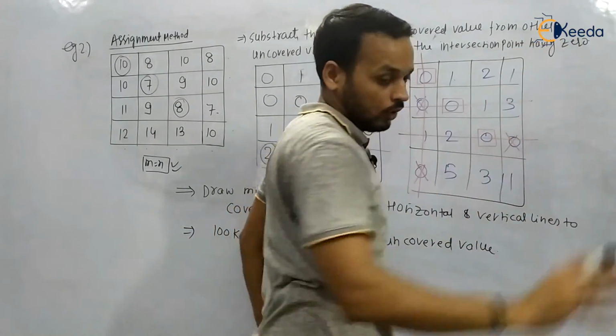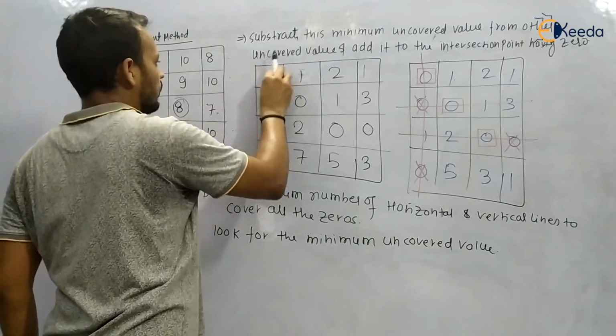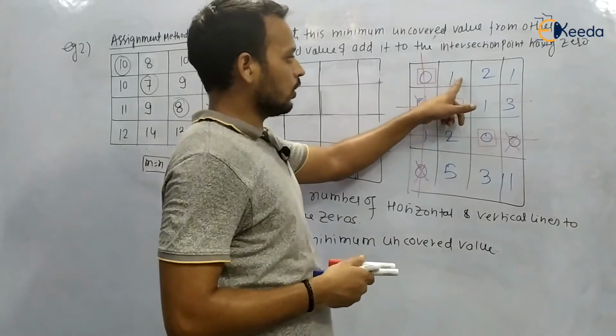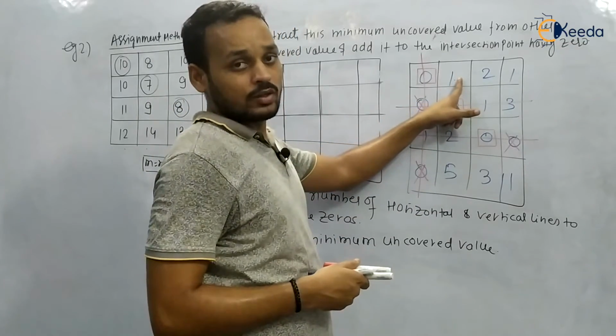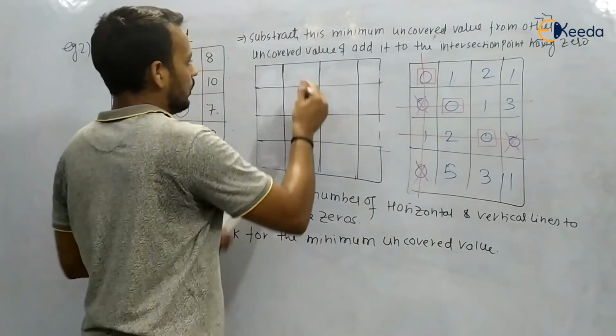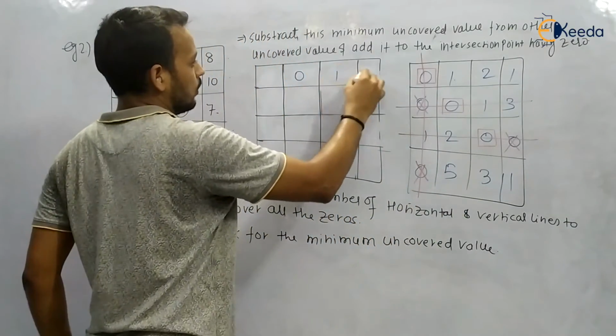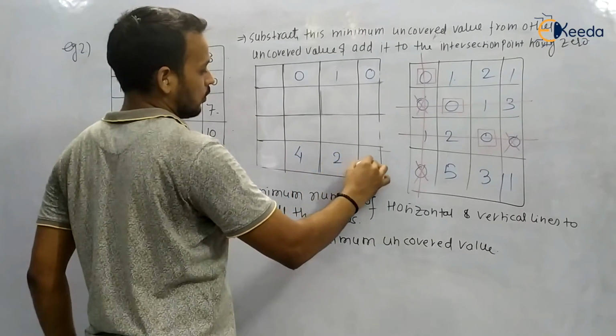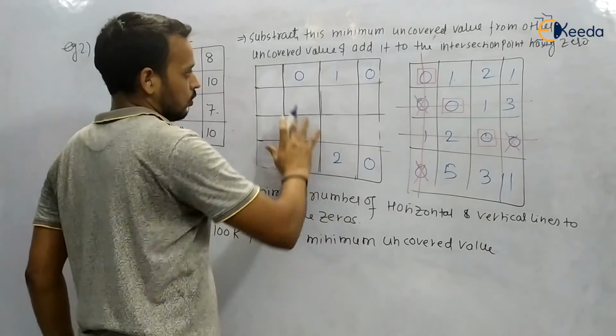So what is this statement? I'm going to tell you. Look for the minimum uncovered value, which is 1, and subtract it from the other uncovered values. So you will get 1 minus 1 is 0, 2 minus 1 is 1, 1 minus 1 is 0, 5 minus 1 is 4, 3 minus 1 is 2 and 1 minus 1 is 0. So you have done it.